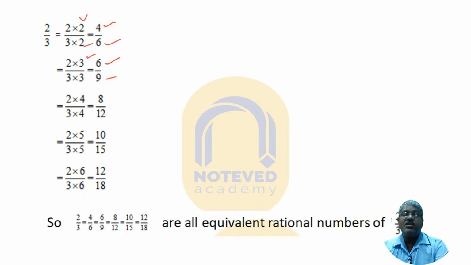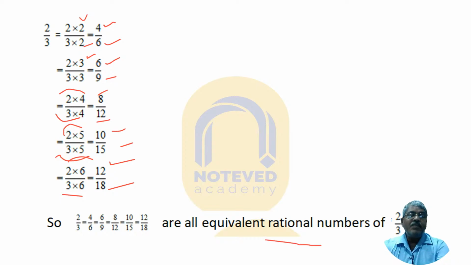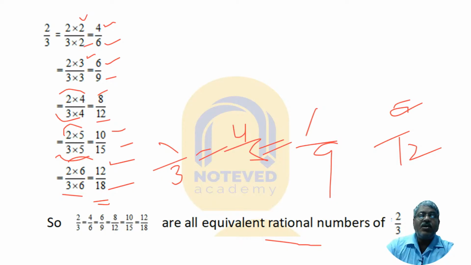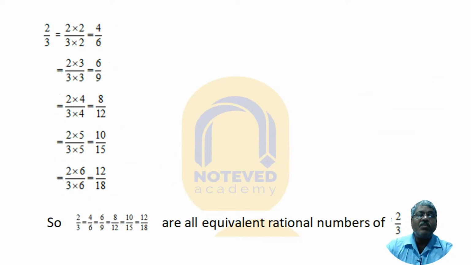2 into 4, 8, 3 into 4, 12. 2 into 5, 10, 3 into 5, 15. 2 into 6, 12, and 3 into 6, 18. So, equivalent rational numbers can be written with an equal sign between them. So, here 2 by 3, 4 by 6, 6 by 9, 8 by 12, 10 by 15, 12 by 18, all are equivalent rational numbers of 2 by 3.